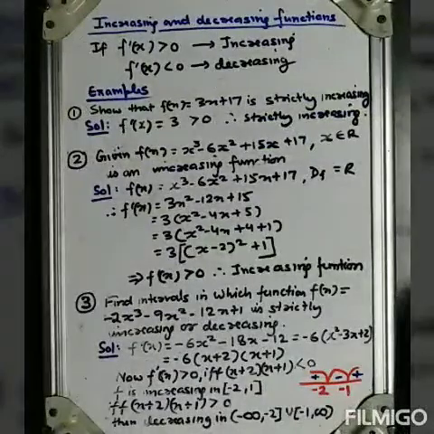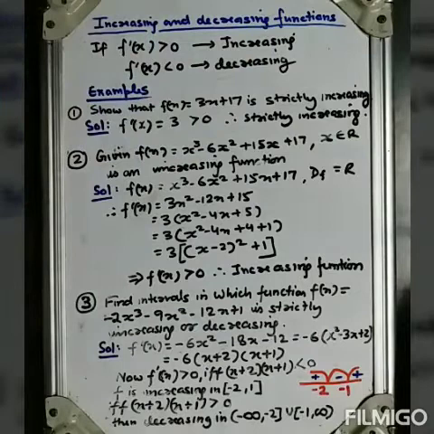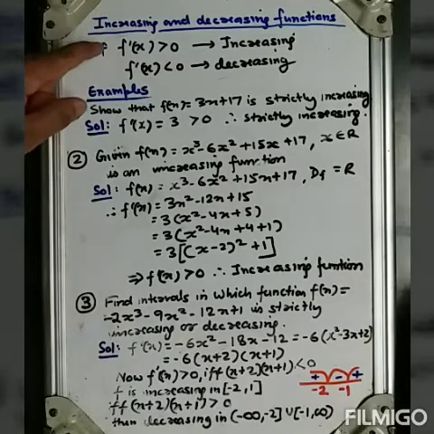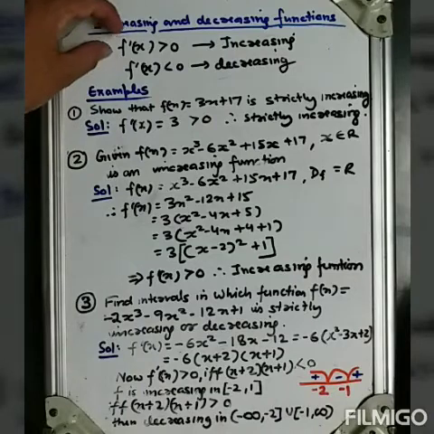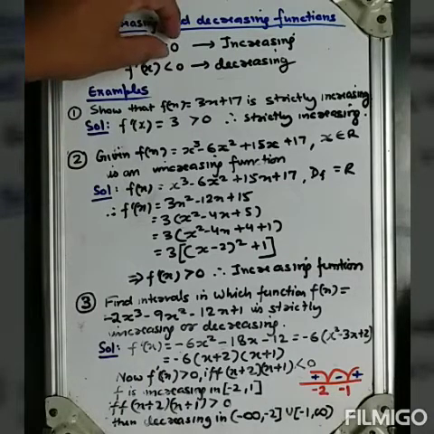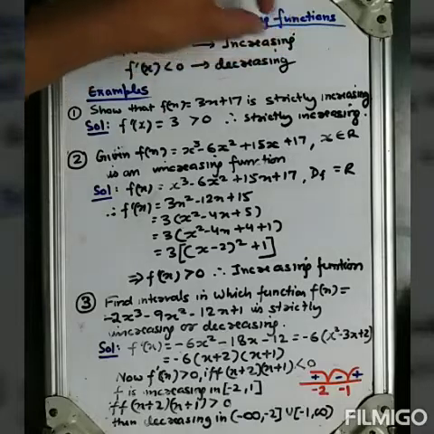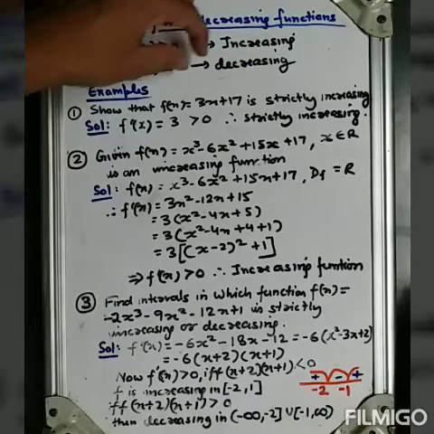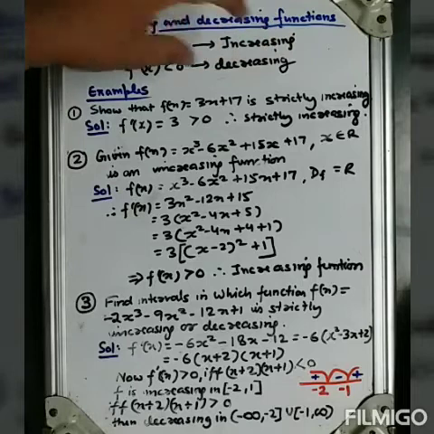Next comes the increasing and decreasing functions. So how to find whether the equation is increasing or decreasing? Whenever any function or equation is given, differentiate the value. If that differentiated value is greater than 0, then that will be called the increasing function. If this is less than 0, that will be called decreasing function.